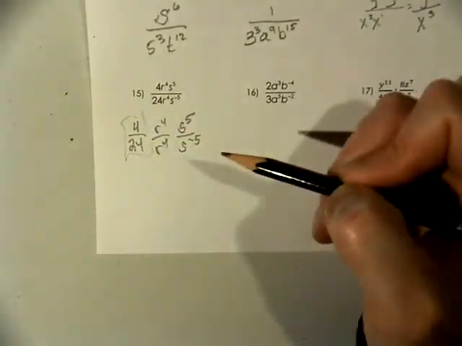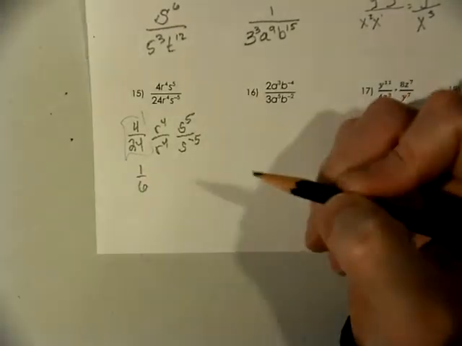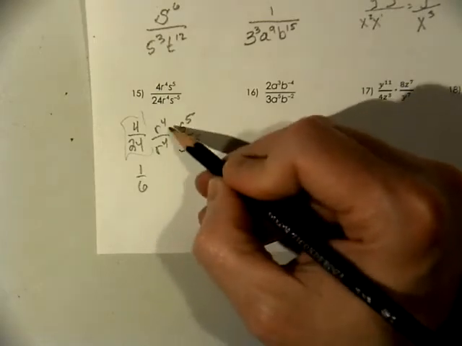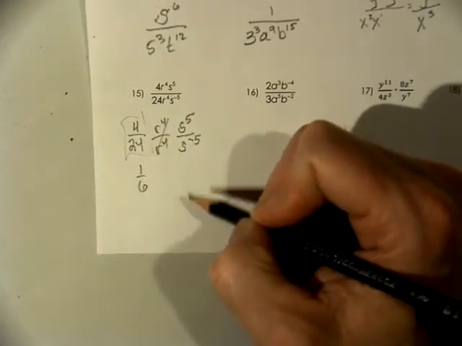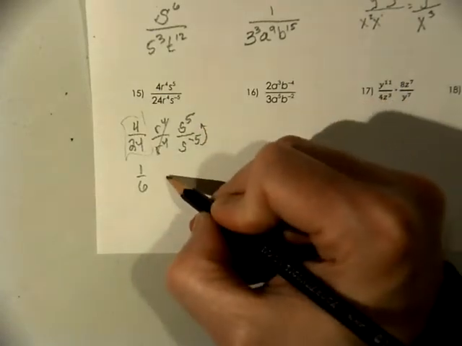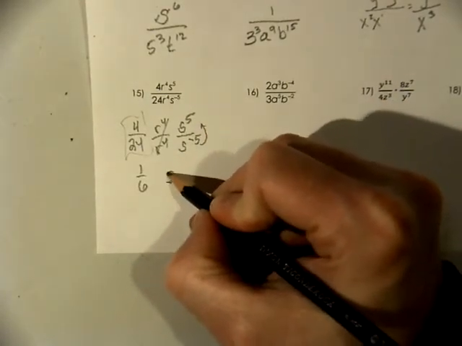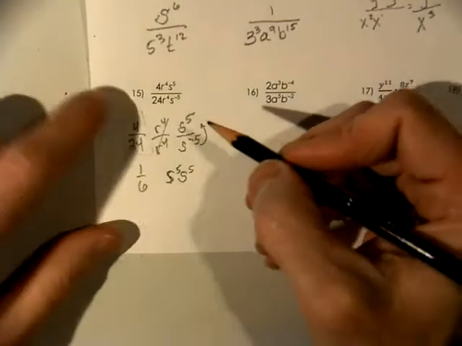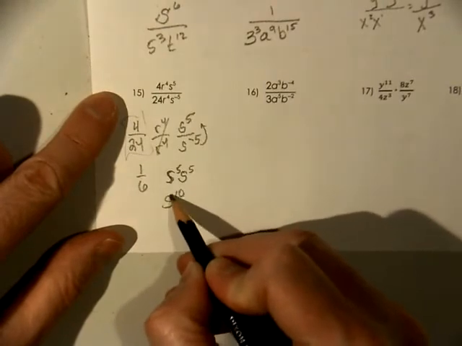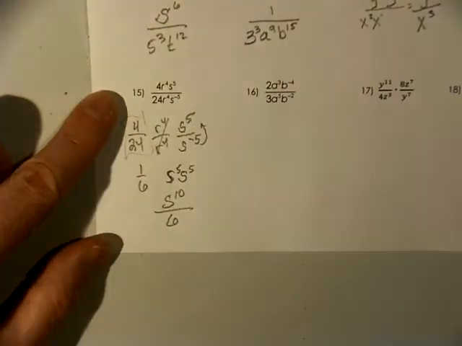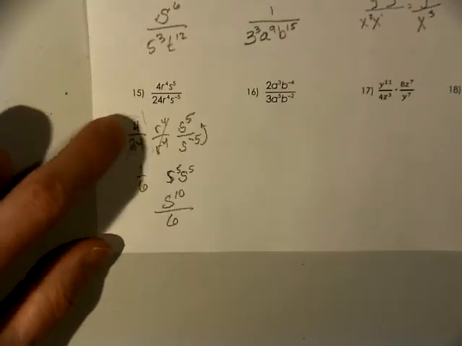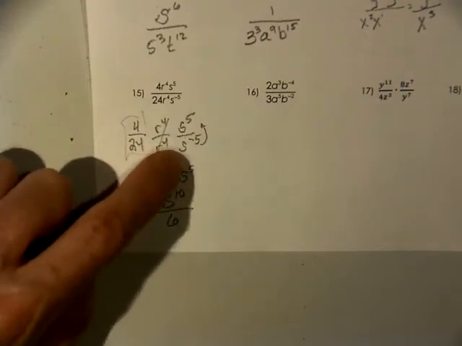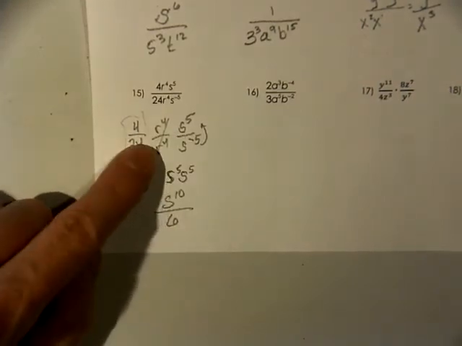Well, of course, we're going to work with our constants and say 1 over 6. These r's are the exact same. 4 minus 4 is 0. So it's r to the 0, or they cross out completely. And here you're going to bring that to the top. So it's going to be s to the fifth and s to the fifth. So this is s to the 10th over 6. You reduce the 4 and the 24, and you work with the s's. The r's cross out completely.